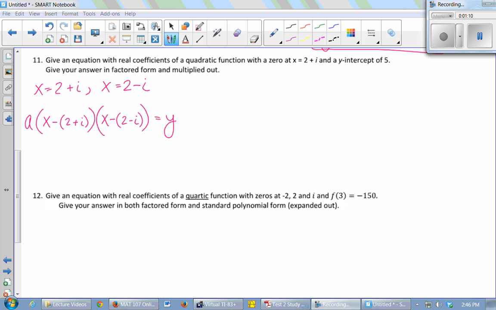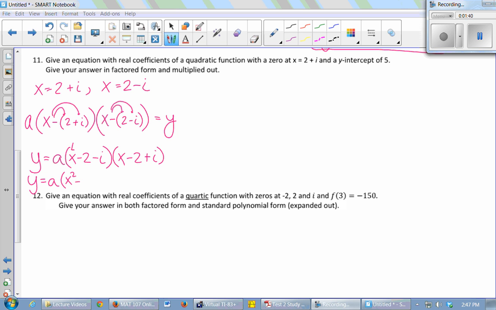So first I'm going to distribute my negatives. So I've got y equals a times x minus 2 minus i and x minus 2 plus i. So I'm just distributing the negative here and this negative over here. And then I'm going to multiply these out. So I have y equals a times, take my x in the first set of parentheses and distribute it to every term in the second set of parentheses.